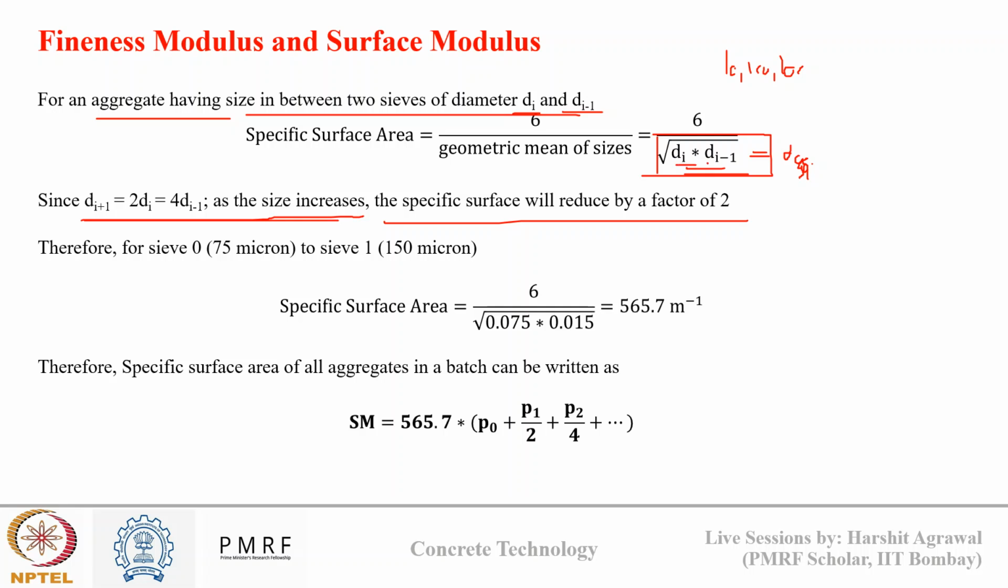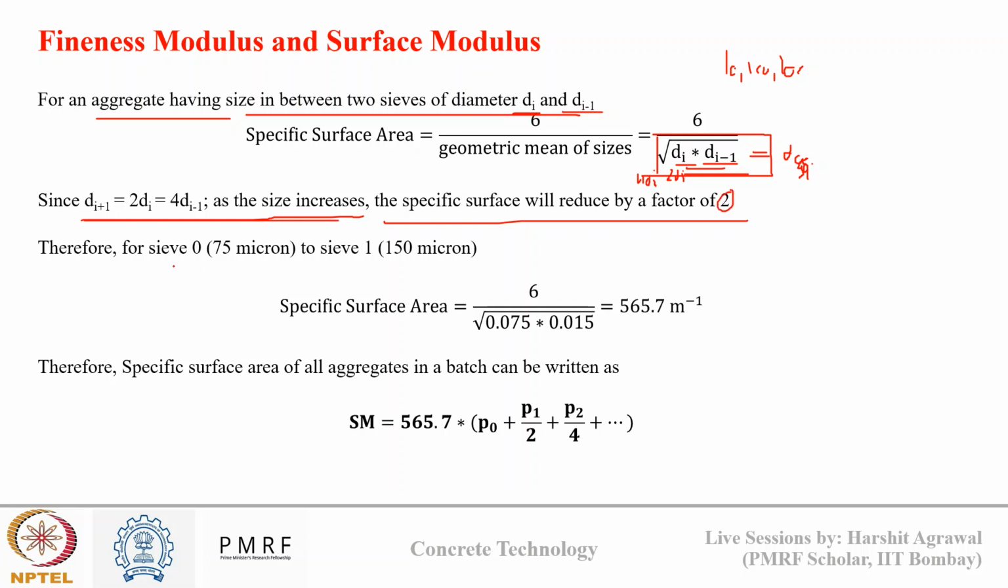So di minus 1, di will be equal to 2 times di minus 1. Okay, di plus 1 will be equal to 4 times di. So if you try to write this here, you will observe that your specific surface area will always be reduced by a factor of 2 if you take a coarser version of aggregate.